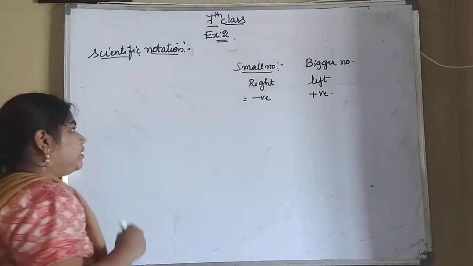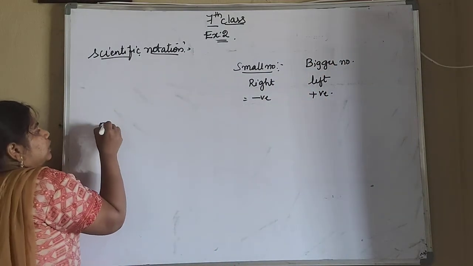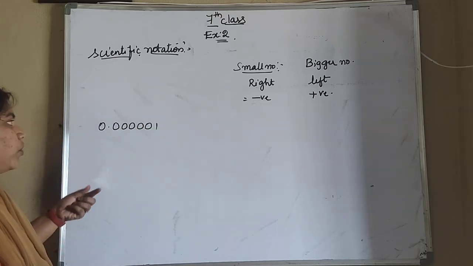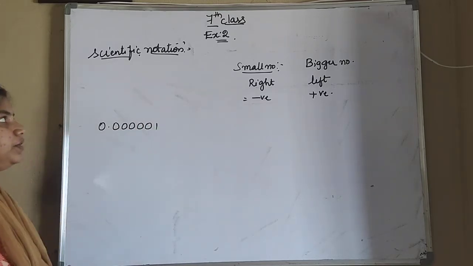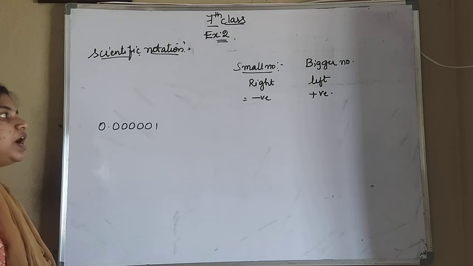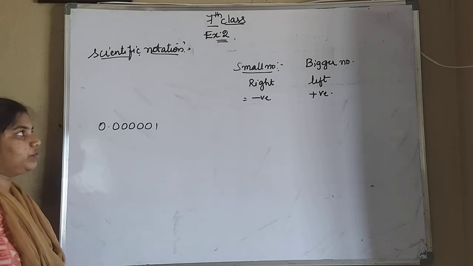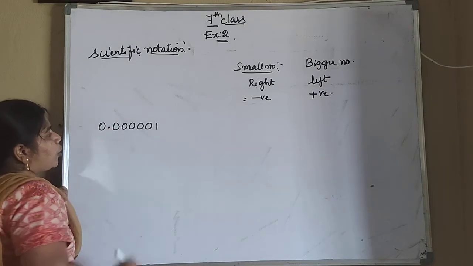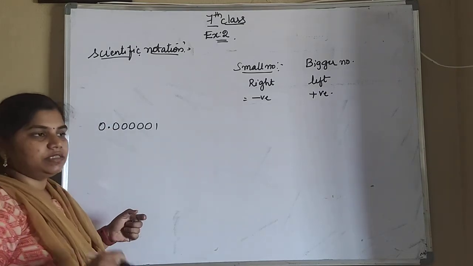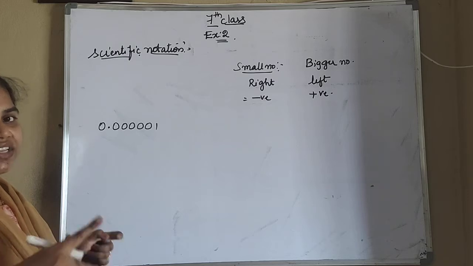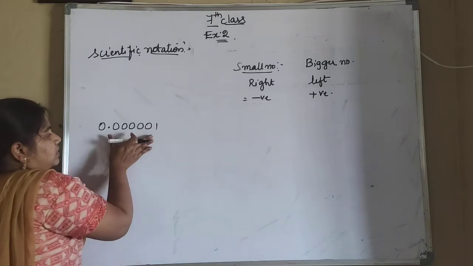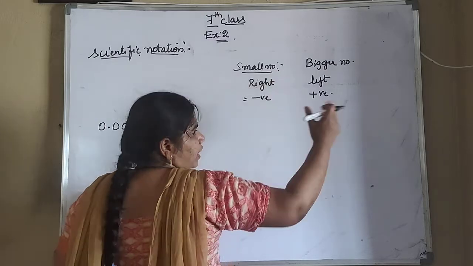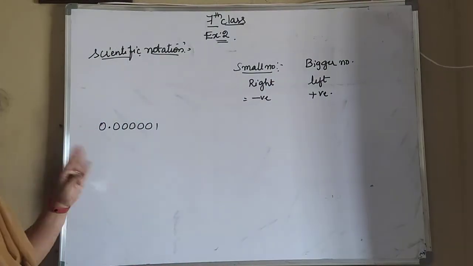So first I am taking a smaller number, 0.000001. I want to convert this smaller number into the form of scientific notation. How to convert this? This is the smallest number because you are seeing a decimal point here. If you are seeing a decimal point, that is the smallest number. So for the smallest number, which side do we have to move? We have to move to the right side.